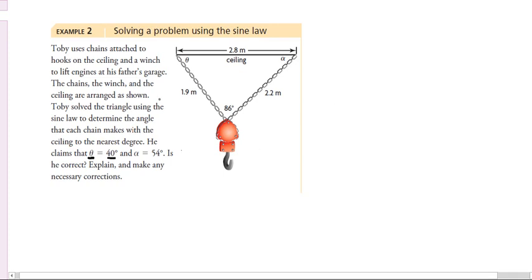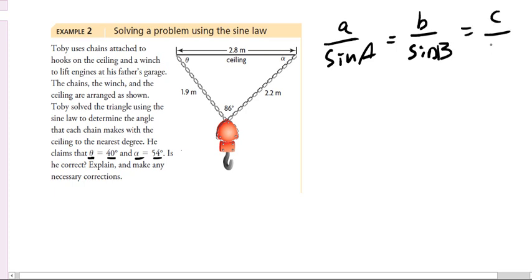Okay, so alpha is 54. Now, basically, they're asking you to prove if he's correct. If it's not correct, then you have to make the adjustments. So again, use the sine law. The sine law involves a over sine A equals b over sine B equals c over sine C.